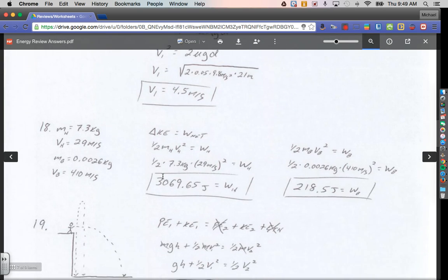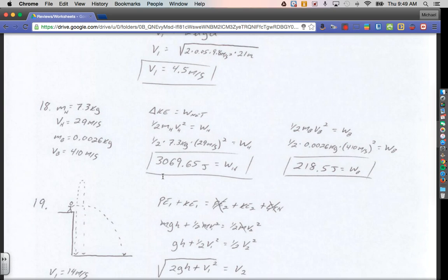Number 18. The hammer throw is a track and field event in which a 7.3 kilogram ball, also known as the hammer, starting from rest, is whirled around a circle several times and then released. It moves upward on a familiar curving path of projectile motion. In one throw, the hammer is given a speed of 29 meters per second.